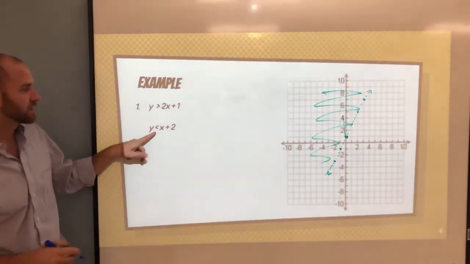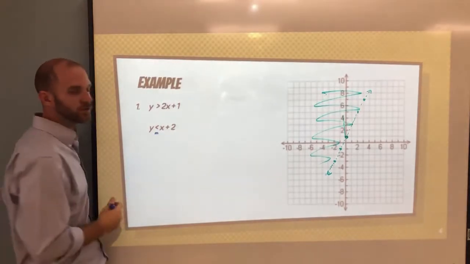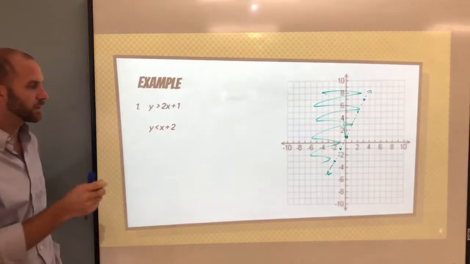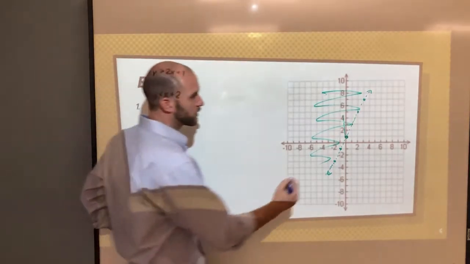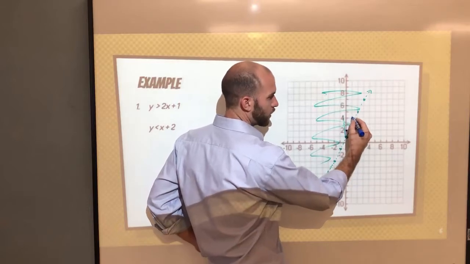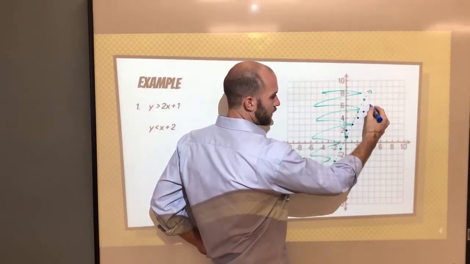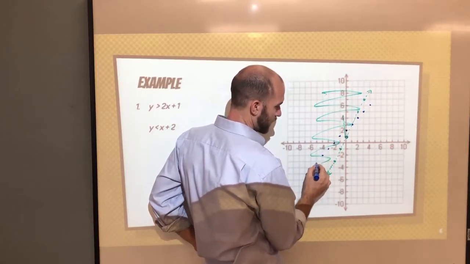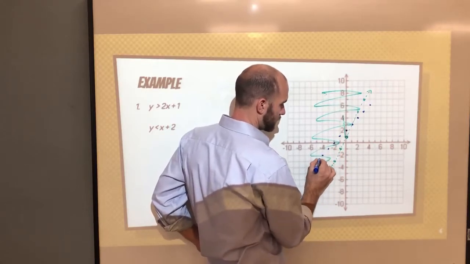So this less than sign right here tells us that we need to shade below, and it tells us that the line needs to be dotted. So x plus 2 would look something like this. Y-intercept is at 2, up 1 over 1 for a slope of 1, up 1 over 1, and so on. Let's continue this down here, a little ways. We said we needed a dotted line.